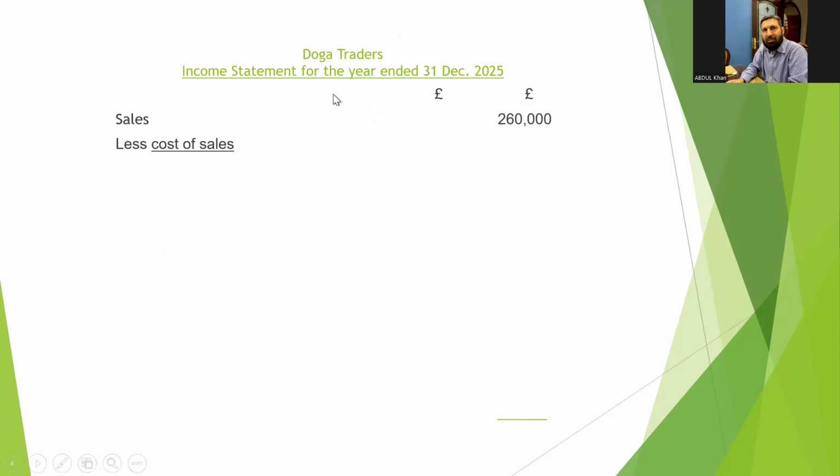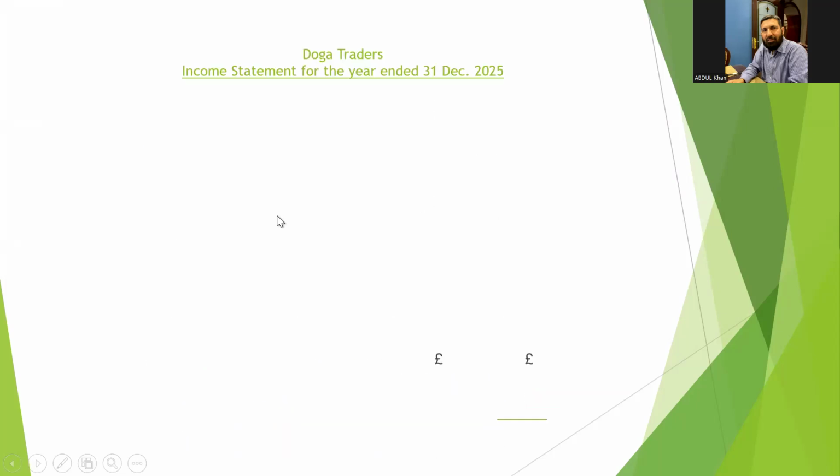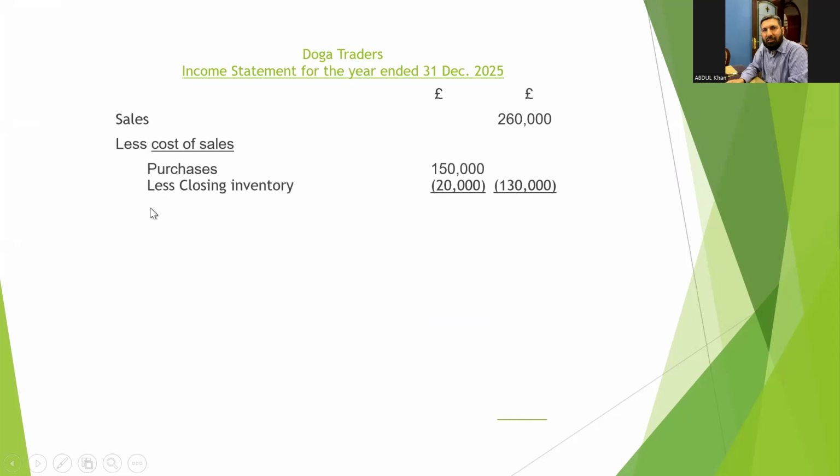But you will not get a direct figure for your cost of sales. You will not see it written as cost of sales; you have to calculate it. How will you calculate it? First of all, you have to write purchases.